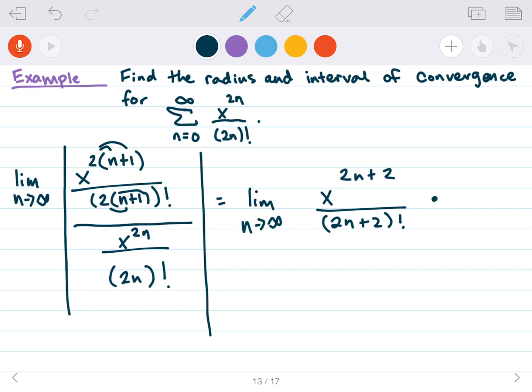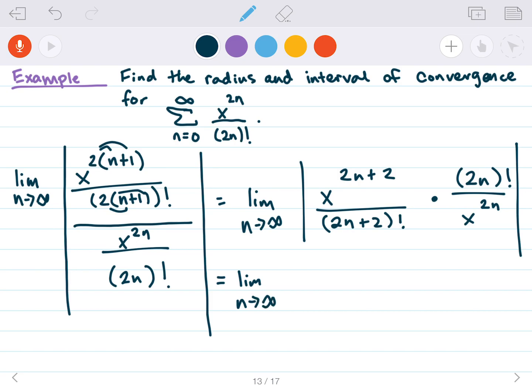So then I'm going to multiply by 2n factorial, all divided by x to the 2n. And this is in absolute value bars. Okay? So now I can clean this up. And this guy, right? I keep the base x, subtract the exponent, top minus bottom. 2n plus 2 minus 2n is simply 2. So I'm going to get x squared here.